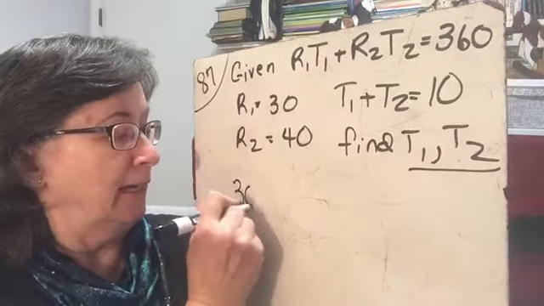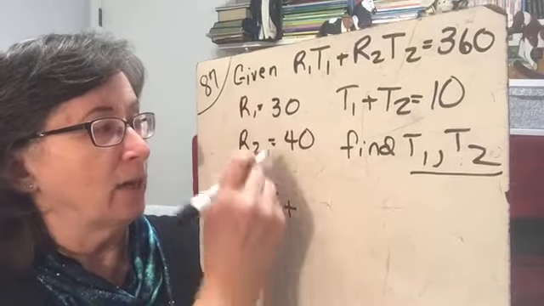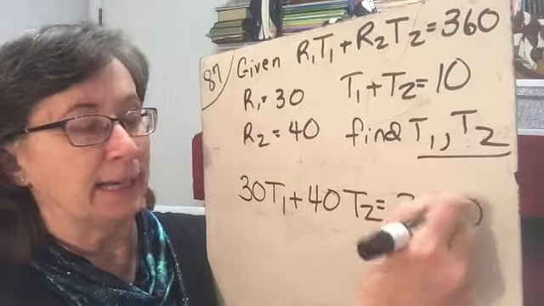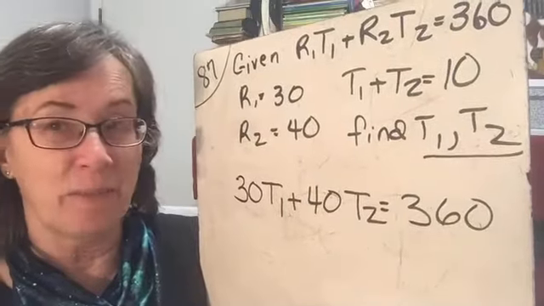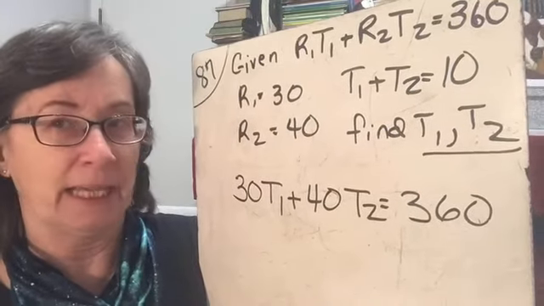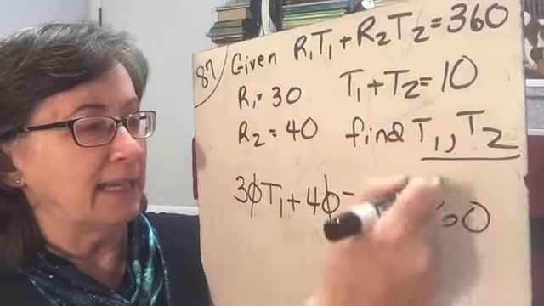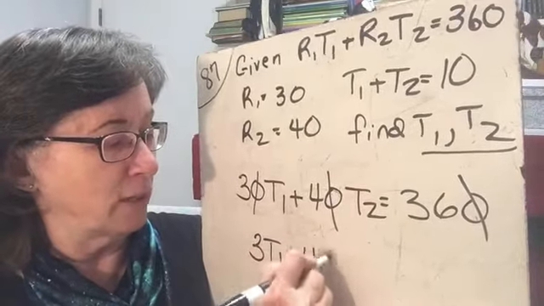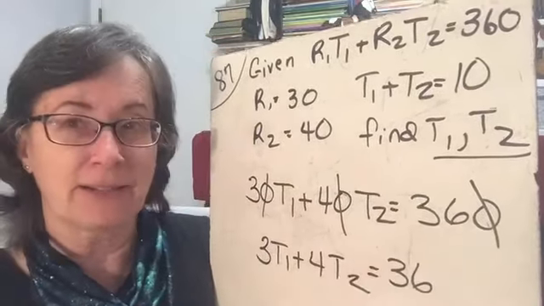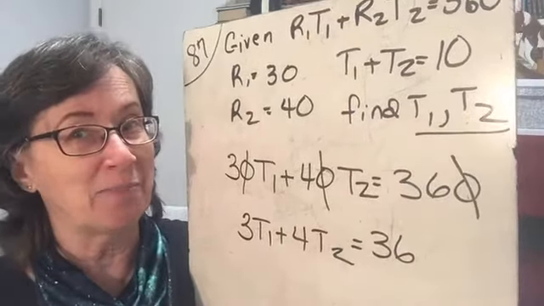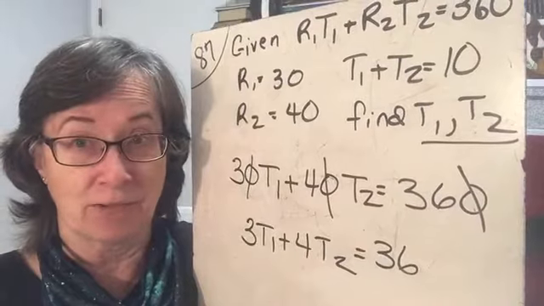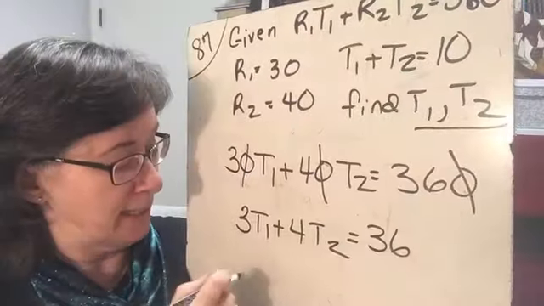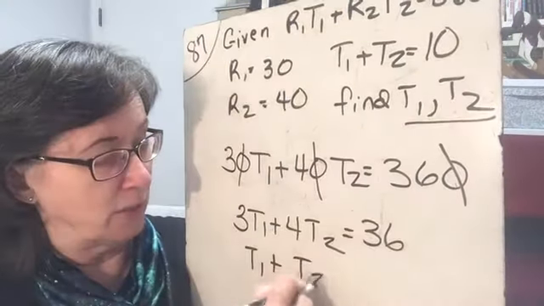So we have 30 T1 plus 40 T2 is 360. Now, just for the sake of making things a little bit easier on me, could I cancel a 10 out of the whole thing and say 3 T1 plus 4 T2 is 36? Certainly I can simplify. I can divide both sides of an equation by any non-zero constant, and that's what I did. So now I have another one. T1 plus T2 is 10.